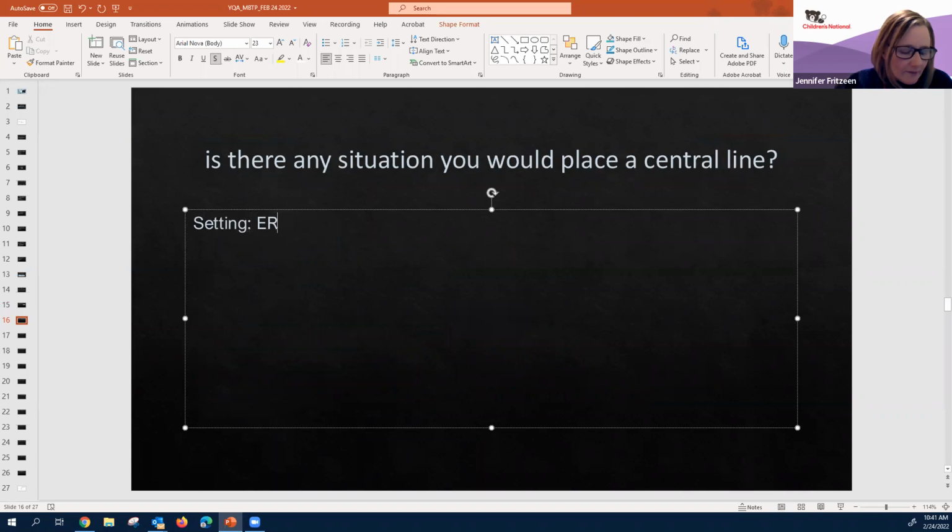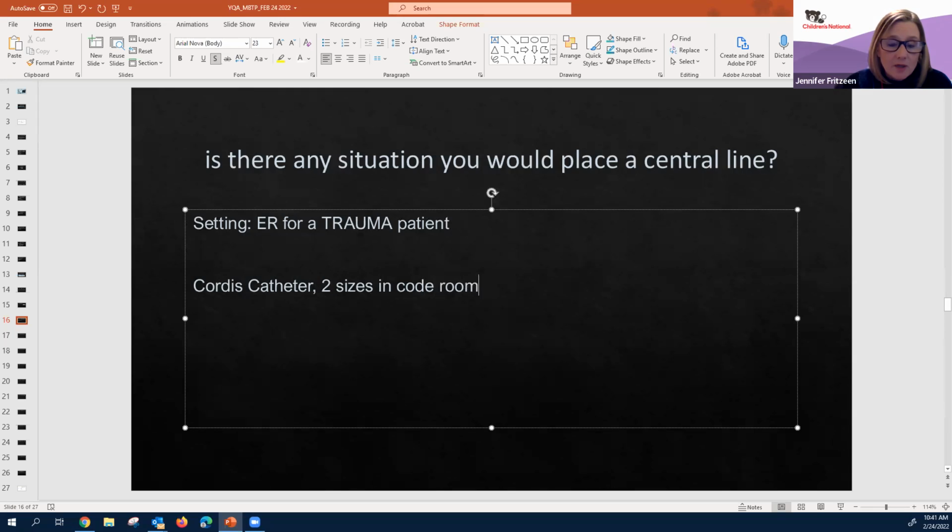If I couldn't get an IO and I don't have IVs and I have a hemorrhaging patient, the trauma service would prefer that you go with a Cordis catheter. There are 2 sizes of Cordis catheters stocked in each code room, so you can use them on infants and young children. The Cordis catheter is a single lumen, large bore catheter that goes into the groin. Once that patient is stabilized and brought up to the ICU or the OR, they can use that to thread in a double lumen or whatever they decide they want that's a little bit more stable.